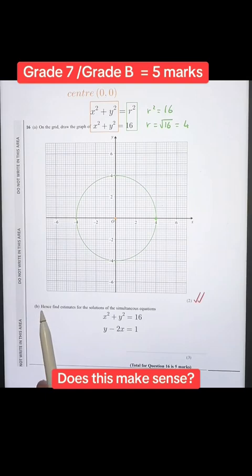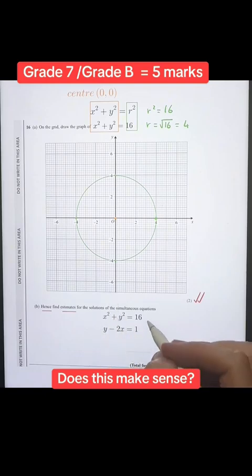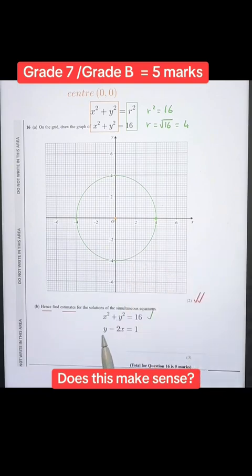For part B, we're told, hence, find estimates for the solutions of the simultaneous equations x squared plus y squared equals 16 and y minus 2x equals 1. Well, I've just drawn the graph from part A of x squared plus y squared equals 16. That's what I've just drawn. So all I have to do is draw the graph, in this case my straight line, y minus 2x equals 1.